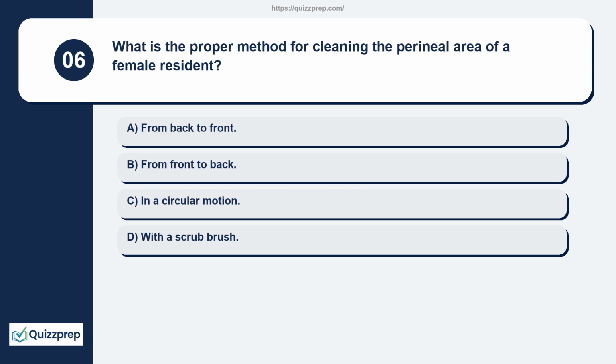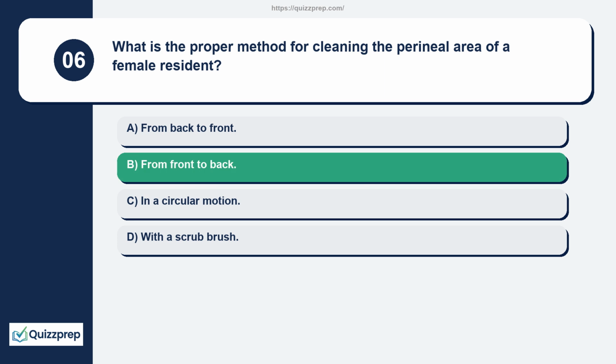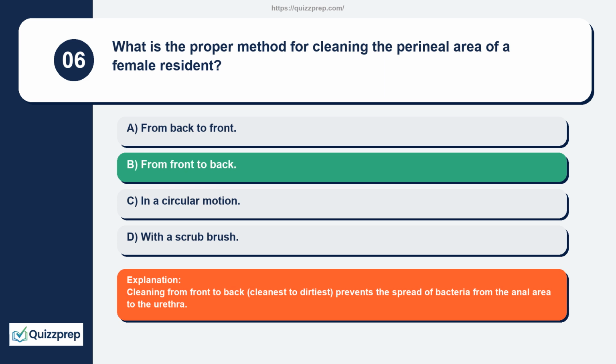Question 6. What is the proper method for cleaning the perineal area of a female resident? From back to front. From front to back. In a circular motion. With a scrub brush. Cleaning from front to back, cleanest to dirtiest, prevents the spread of bacteria from the anal area to the urethra.